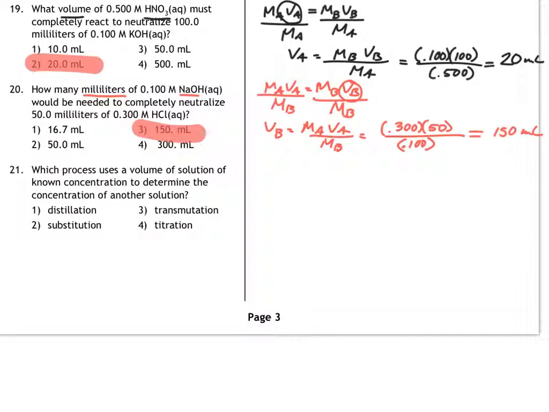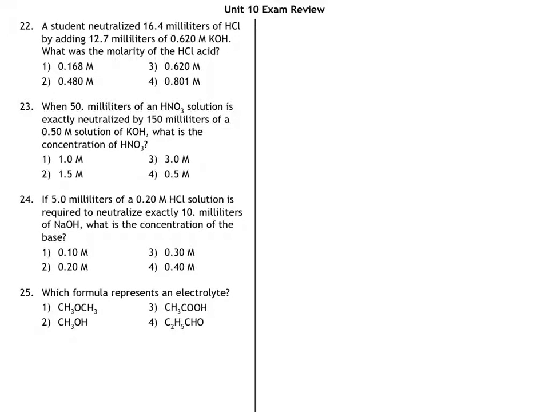21, which process uses a volume of solution of known concentration to determine the concentration of another solution? Well, this process that they're discussing is the math that I was just doing. This is called, of course, titration. Number 22. A student neutralized 16.4 milliliters of HCl by adding 12.7 milliliters of 0.620 molar KOH. What was the molarity of the HCl?